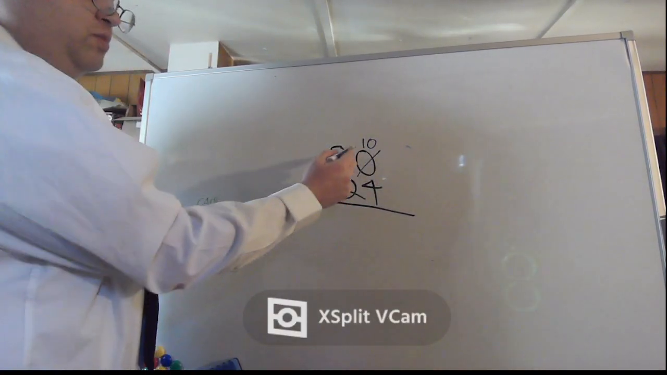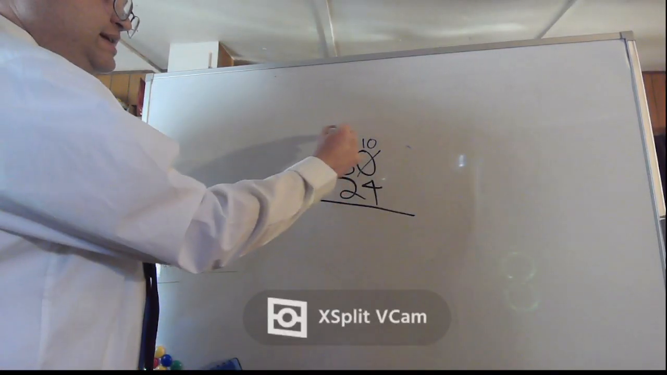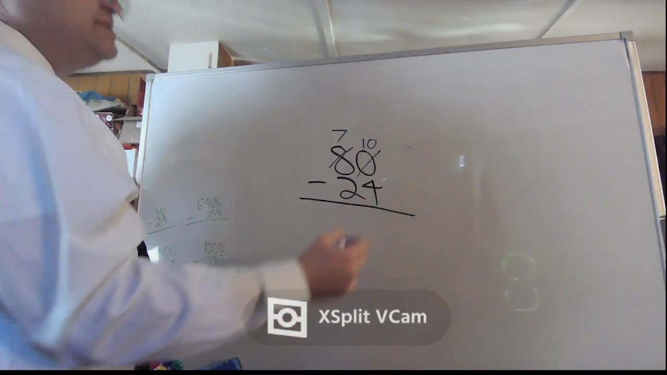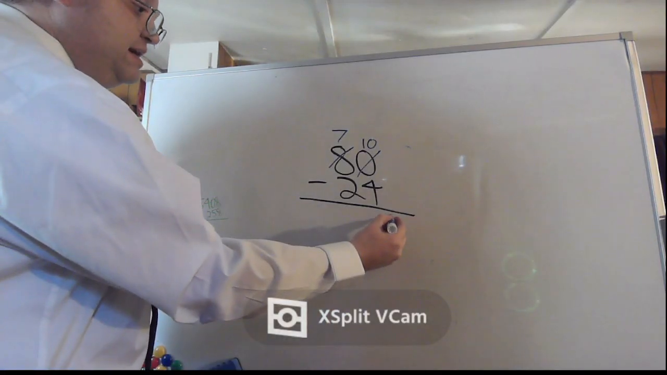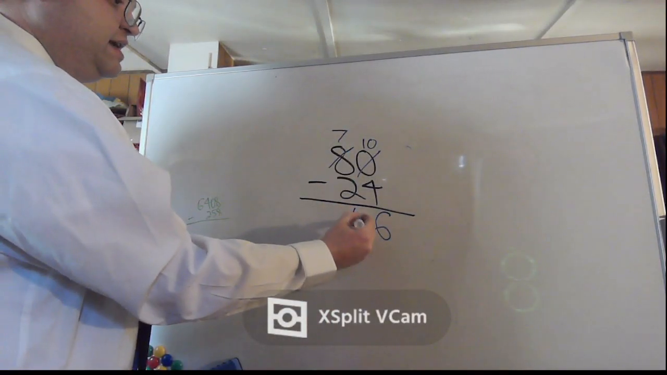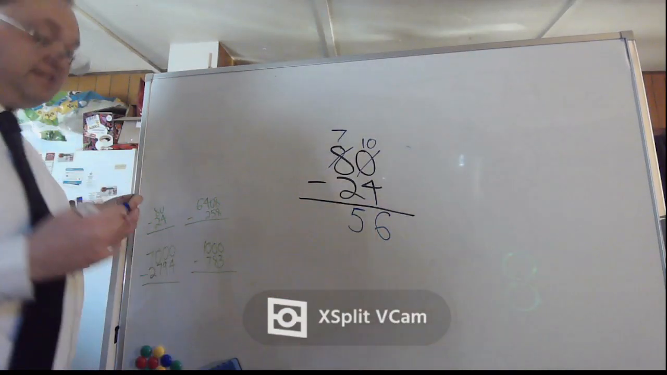You'll have to borrow 1 from the next place over. That 8 becomes a 7 then. So we can do 10 minus 4. 10 minus 4 is 6. 7 minus 2 is 5. Your answer is 56.